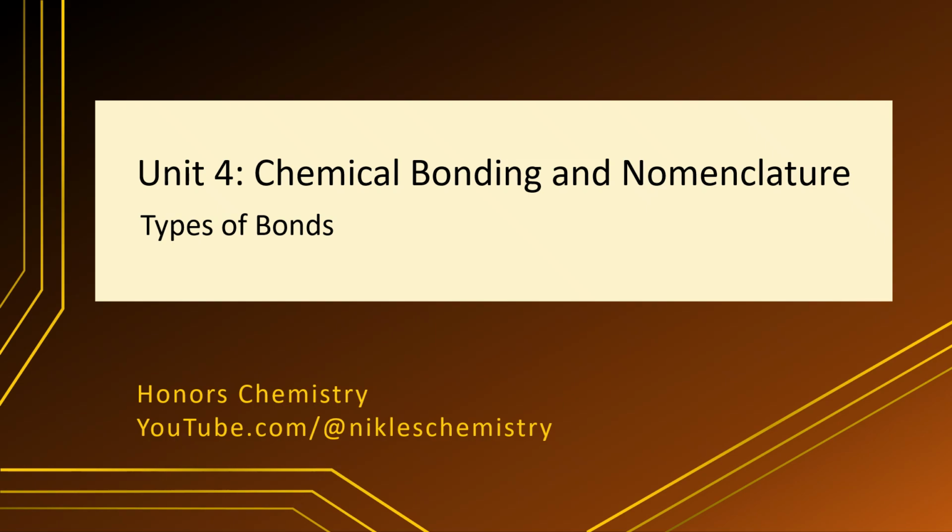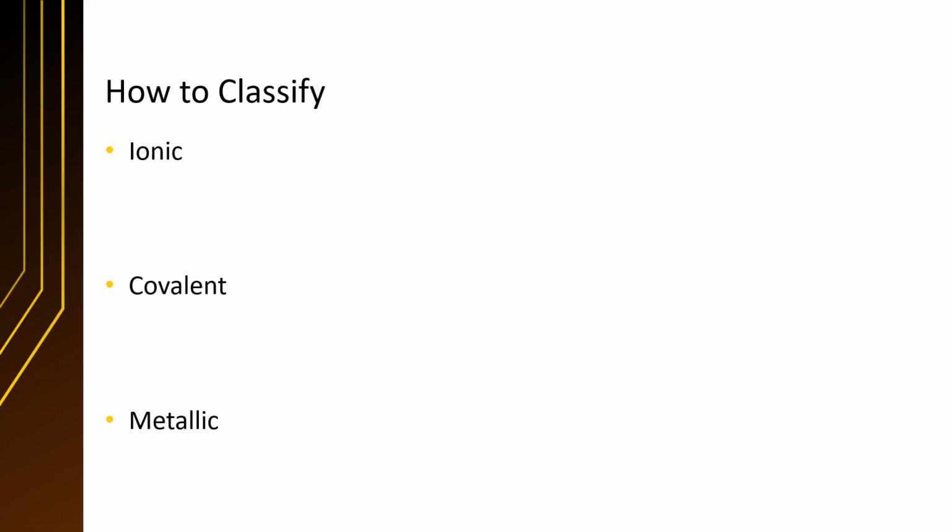Hello, today we're going to talk about the types of chemical bonds. So there are three main types of bonds, and we're going to talk about how to classify them first. There's ionic, covalent, and metallic bonding. And ionic compounds exist when a bond forms between a metal and at least one nonmetal.